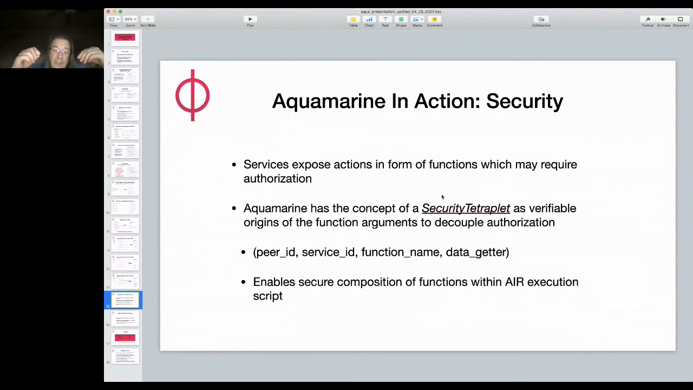So what it basically allows you to do is securely compose functions within the execution script.